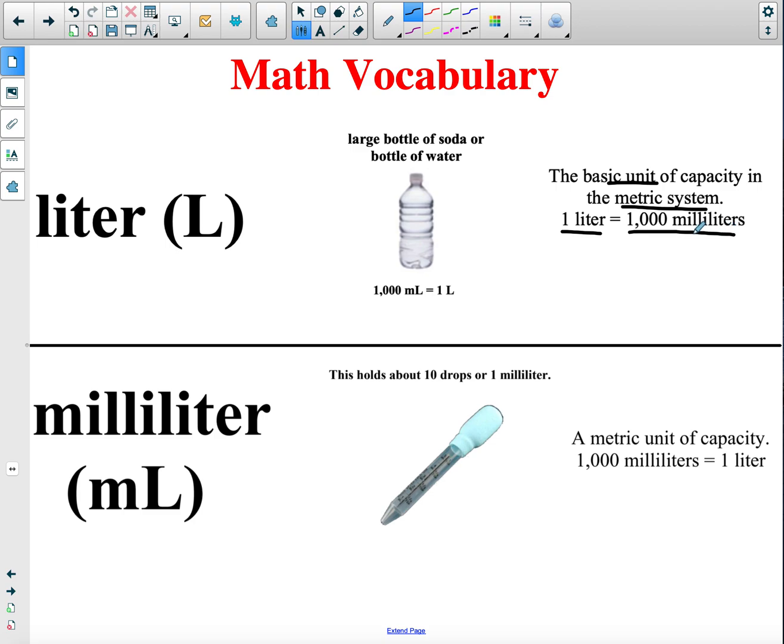A milliliter is much smaller, like it says, and you need 1,000 milliliters to get to 1 liter. And these little droppers, you see them in our classroom and in science and in movies, usually have about 10 drops, and that is only 1 milliliter. So 1,000 milliliters, like I said, equals 1 liter. So milliliters are much smaller in comparison to a liter.